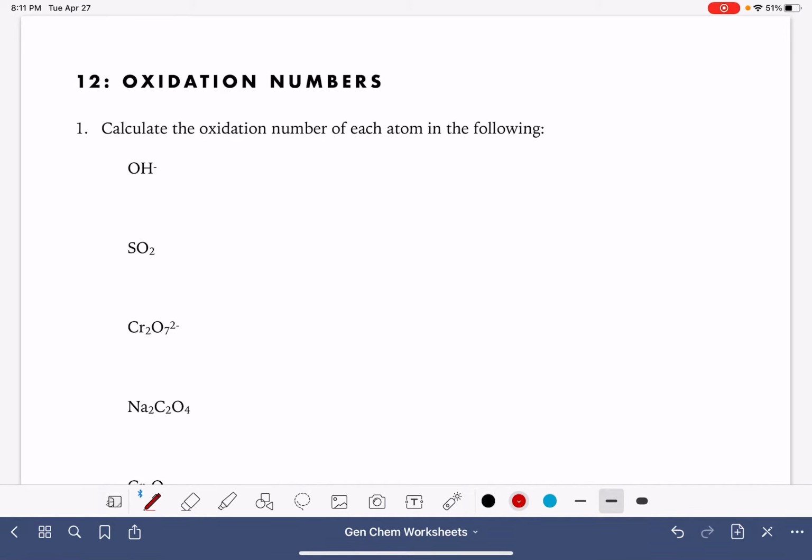On this worksheet, we're going to practice calculating oxidation numbers. I'm going to start by giving you some refreshers on oxidation numbers. Oxygen atoms typically have an oxidation number of -2. Hydrogens typically have an oxidation number of +1.